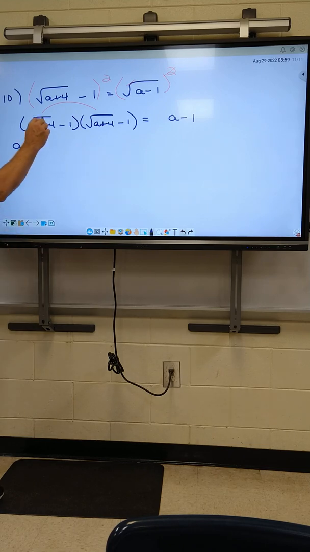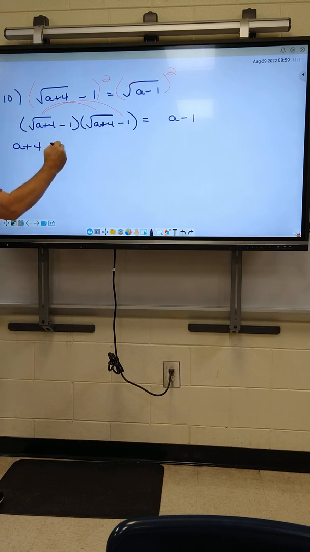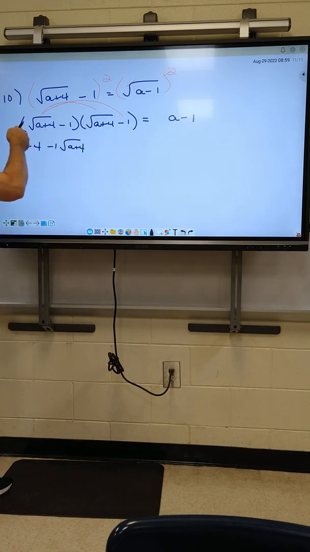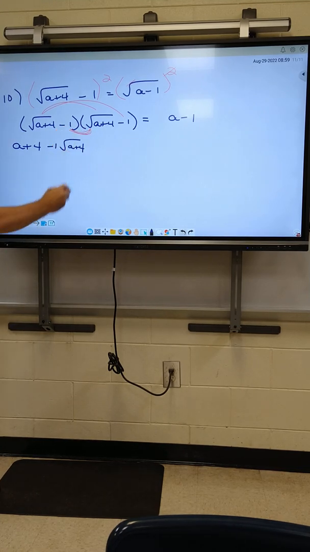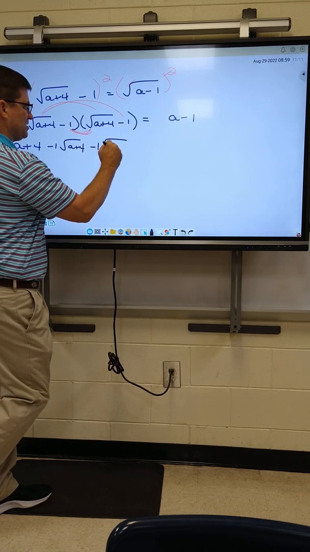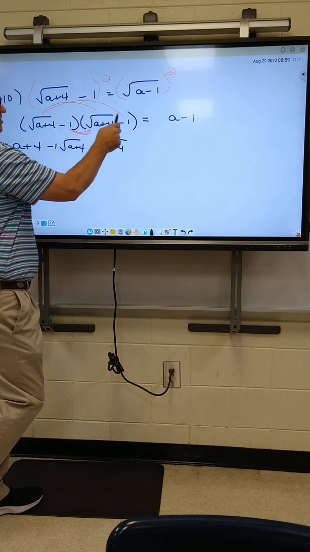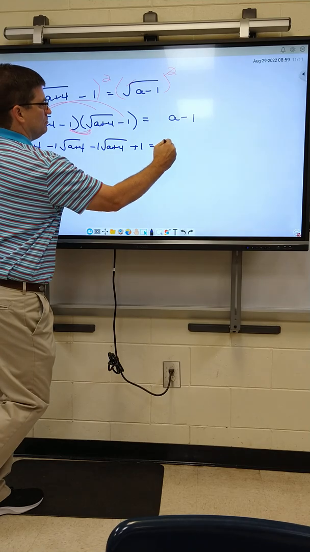All right, next step. What do I get when I times those two? I got a -1. Put it in front of this and just attach the square root of a plus 4 behind. You can only multiply the -1 if there's a number in front of the square root. All right, what about when I times these two? Same thing. -1 goes in front, attach the square root of a plus 4. All right, -1 times -1 is +1.